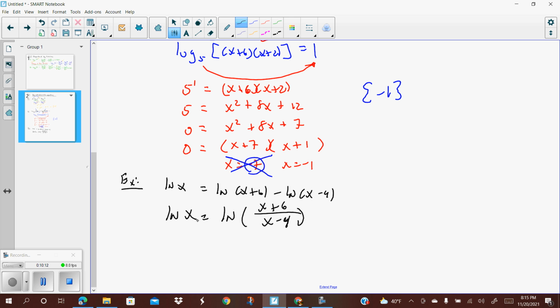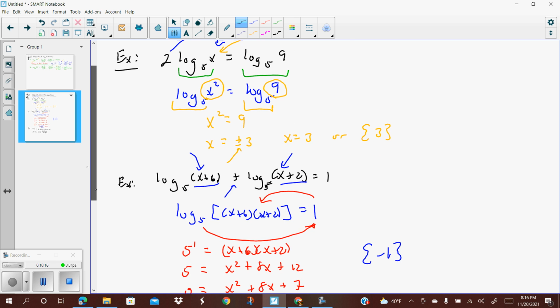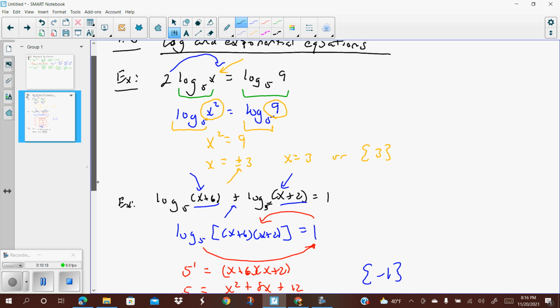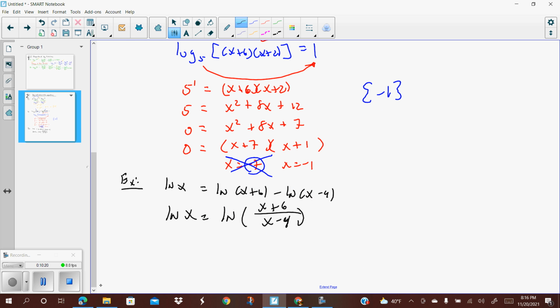Now what we have is basically the same kind of concept that we had on the very first problem. I've got two logs equal to each other with the same bases. Since that's the case, I know that the arguments must be equal to each other.